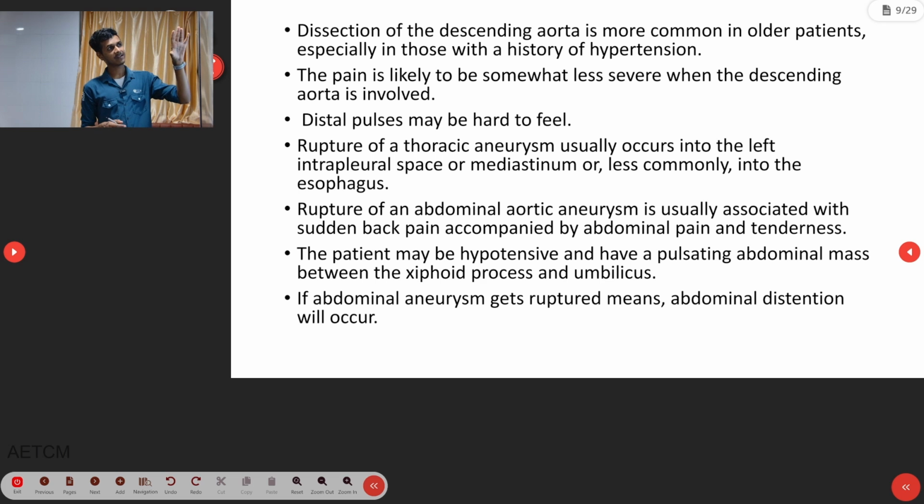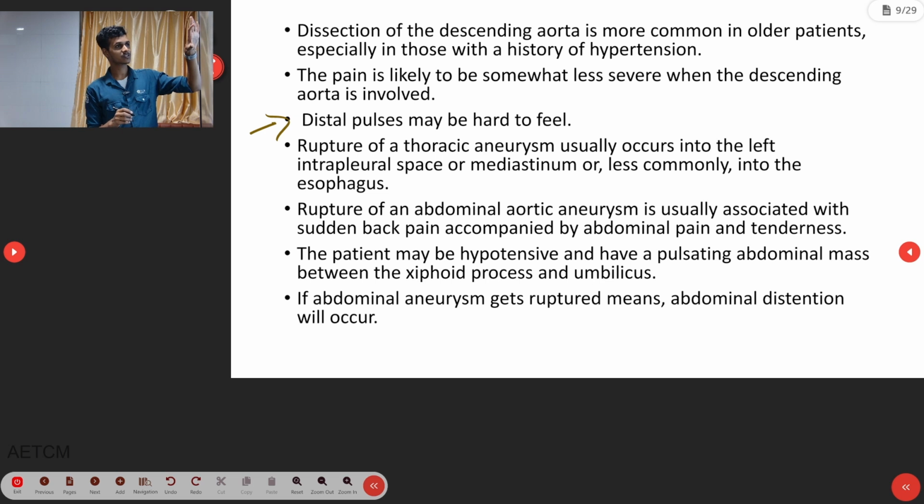Pain wise, it is likely to be somewhat less severe when the descending aorta is involved. Compared with an ascending aorta, the pain intensity will be less in descending aortic dissection. Distal pulses may be hard to feel. This is one of the clinical importance: if you are palpating the pulse, it is hard to feel.